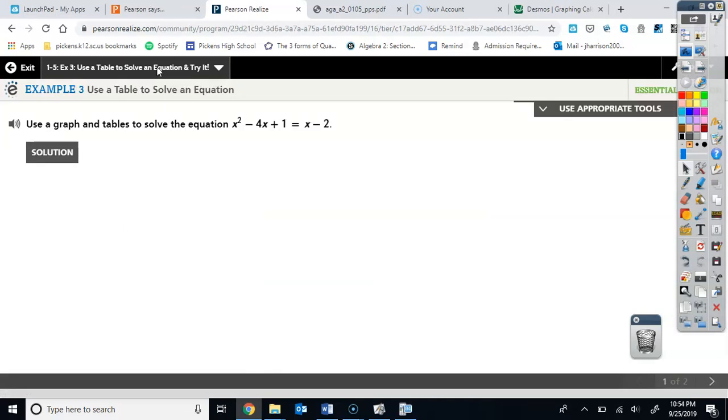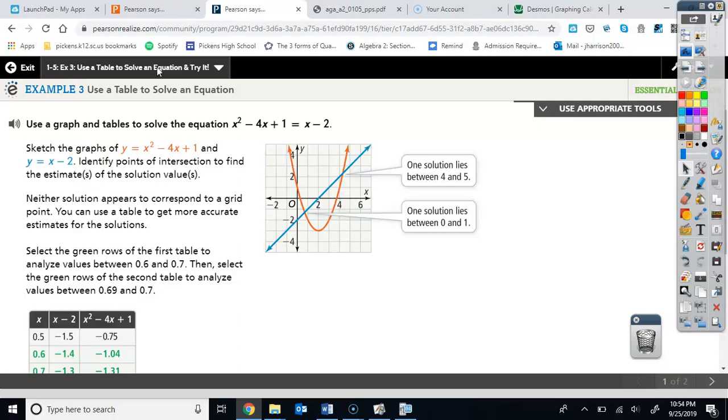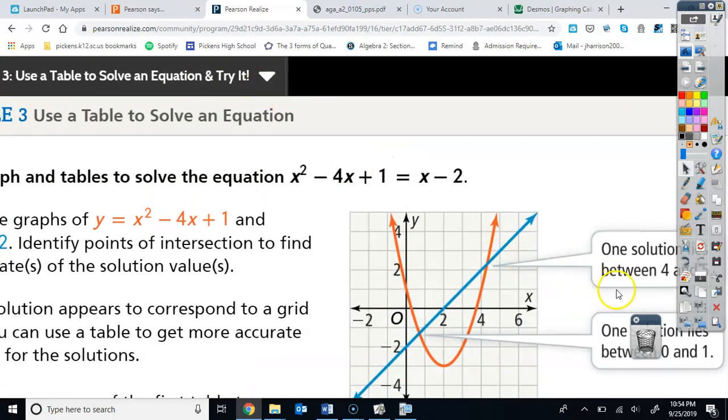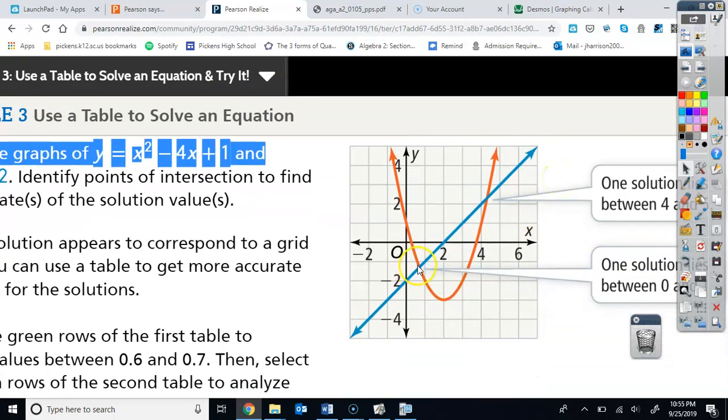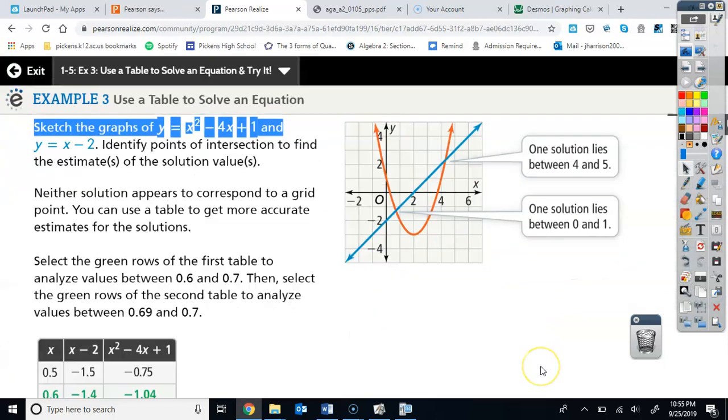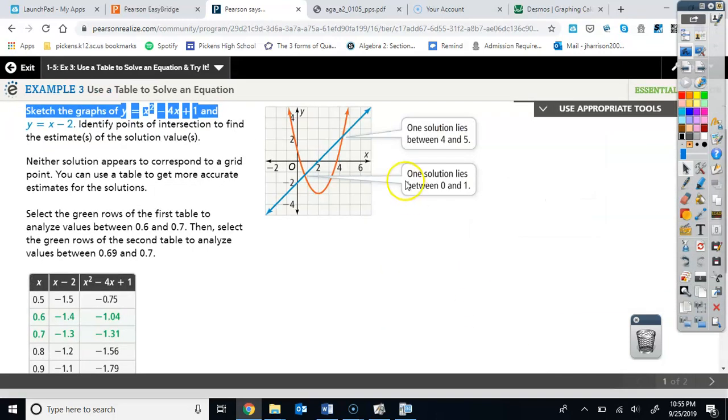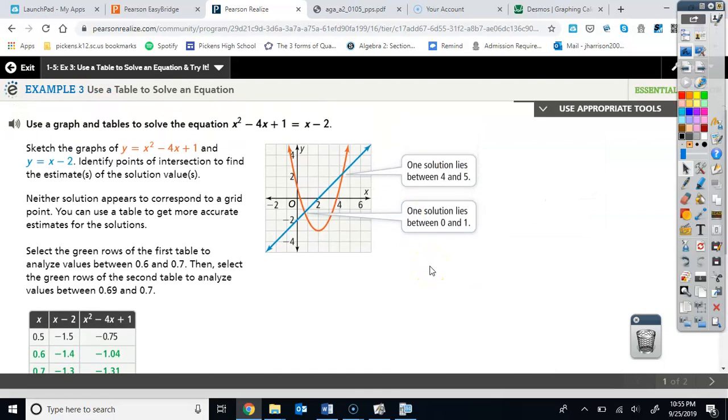I'm not going to spend a ton of time with this, but sometimes if you get something that looks like x squared minus 4x plus 1 and x minus 2, you're going to see that the points where they cross are not quite as pretty. In other words, it doesn't cross at a nice pretty point. That means one of my solutions, as the little boxes tell me, lies between 4 and 5. One of my solutions lies between 0 and 1.